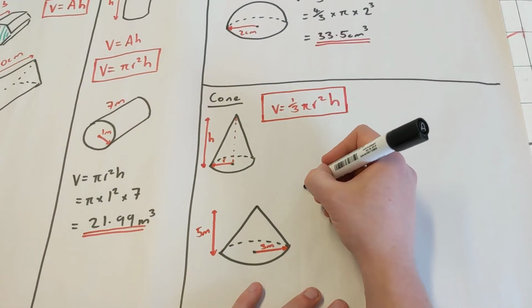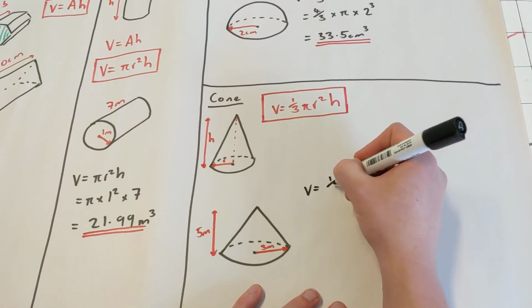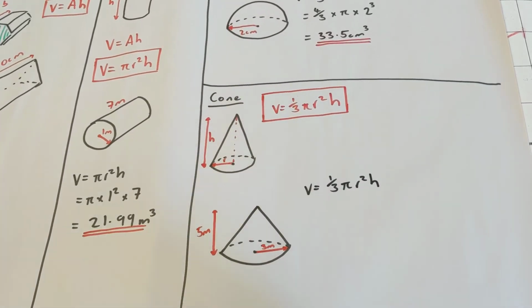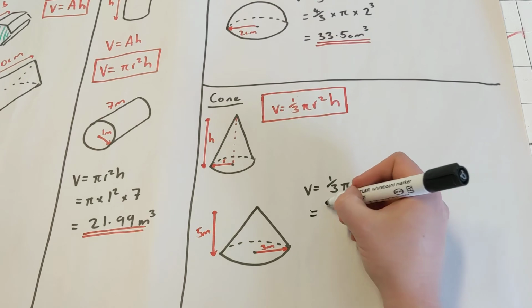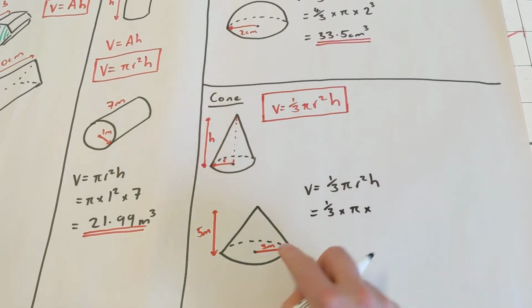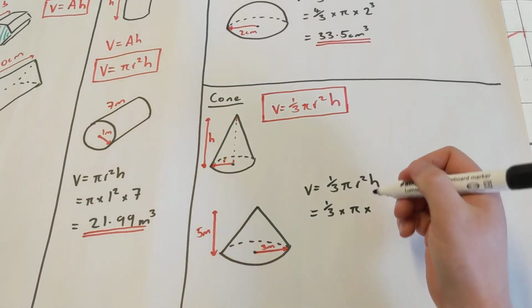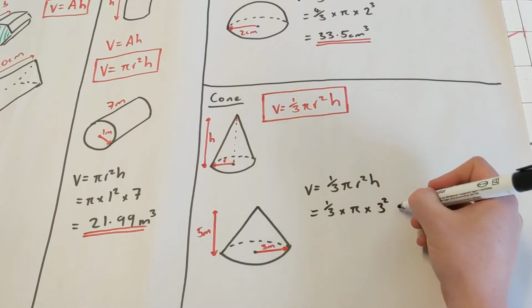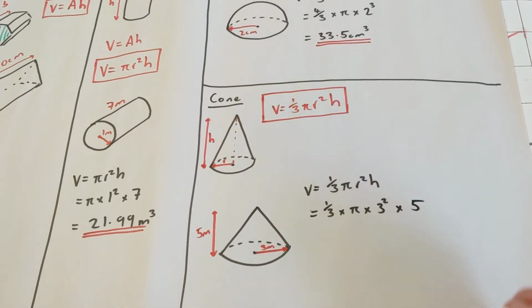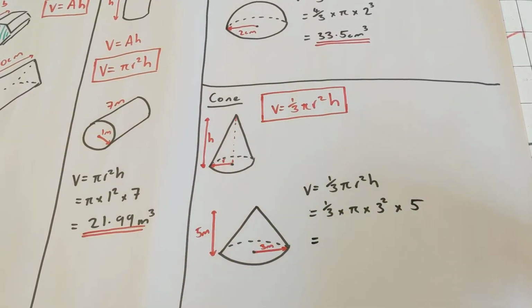So let's start with writing down our equation. Volume equals 1/3 pi r squared h. And then we just sub in. So I've got 1/3 times pi, and instead of radius, I'm writing 3, so times 3 squared. And instead of height, I'm putting in 5, times 5. And so let's do that on our calculator.